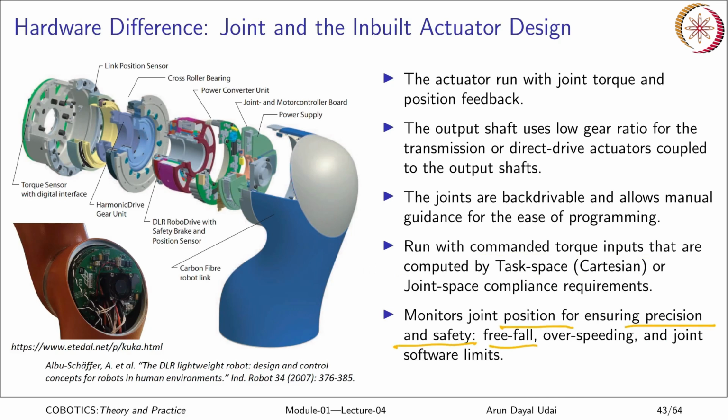Safety against free fall, because you are continuously servoing the motor, brakes are released. If at all anything, let us say you have provided less torque, it can freely fall like a serial chain, like a pendulum. So it can detect free fall if you continuously monitor the joint velocity, any over speeding or joint software limits. You do not want a joint to rotate beyond certain limits, plus or minus, you can stop that. So these are the reasons why you are also using position sensors. So it has a dual loop of torque as well as position, velocity, everything. We will talk about that also.